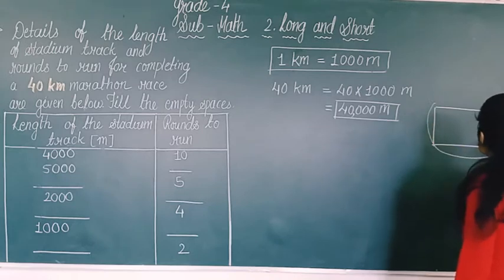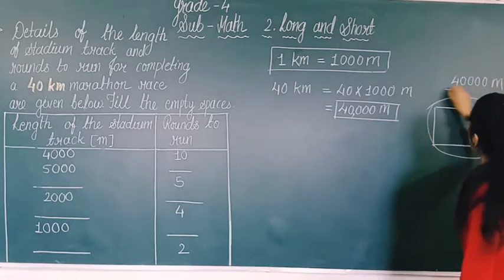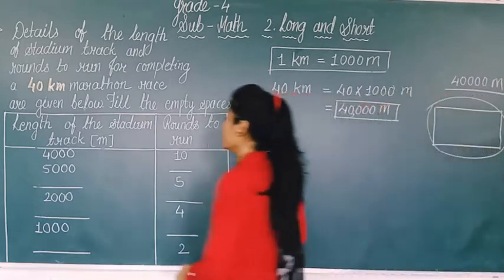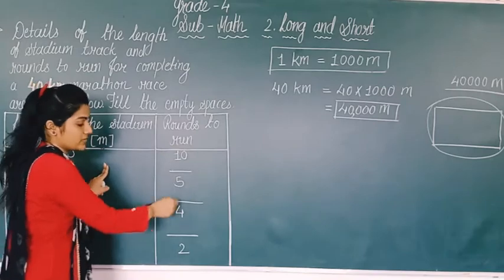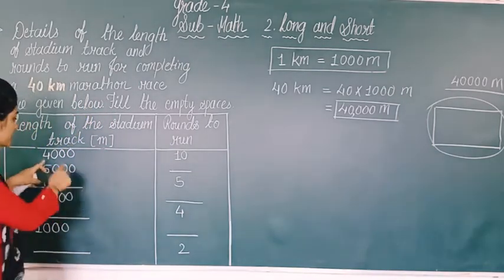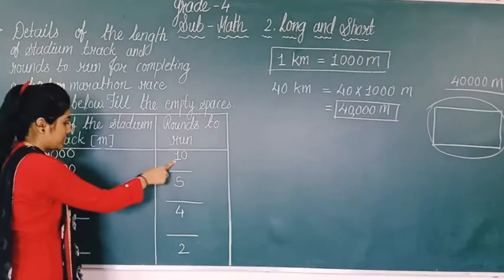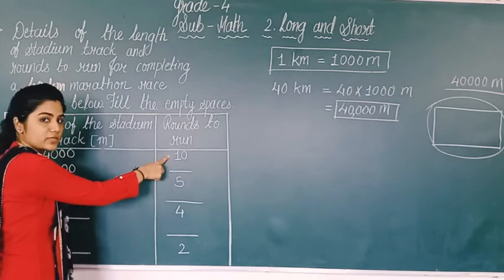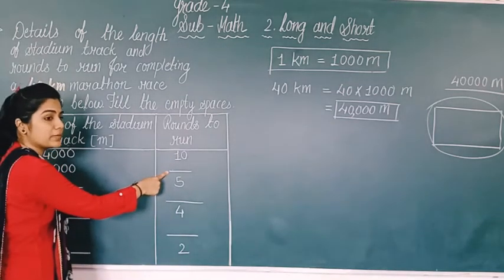Suppose all this is the 40,000 meter. So now we have to go through this 40,000 meter with all these digits. Why? Because we have to find the empty spaces. So the first number, 4,000, is given and 10 is given. That means the first one is completed. But from the second number onwards we need to find the missing places.